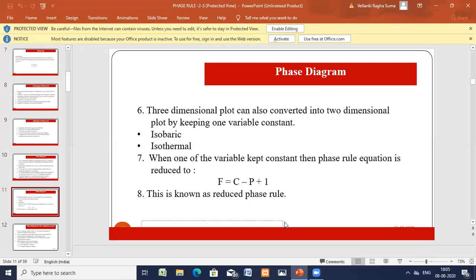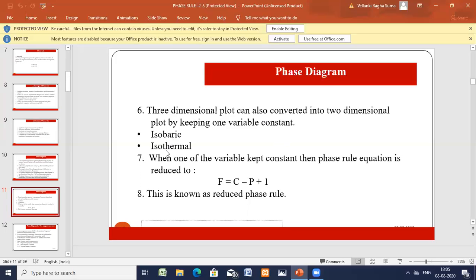The three-dimensional plot is converted into two-dimensional by keeping one variable constant. Of pressure, temperature and composition, any one is kept constant. If it is isobaric, the pressure is constant and composition and temperature are studied. If it is isothermal, the temperature is constant, and pressure and composition are varied.